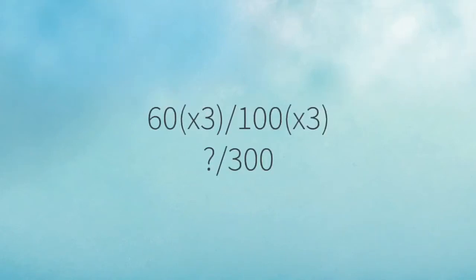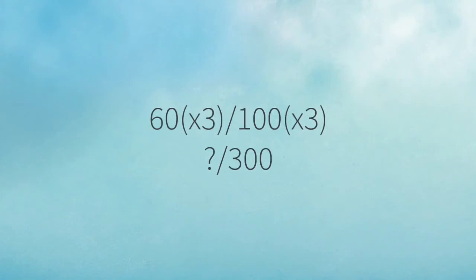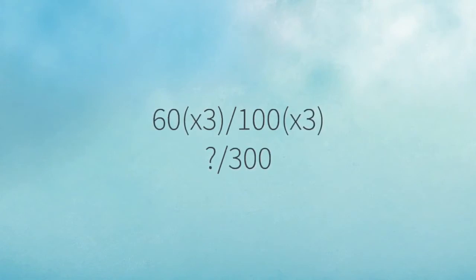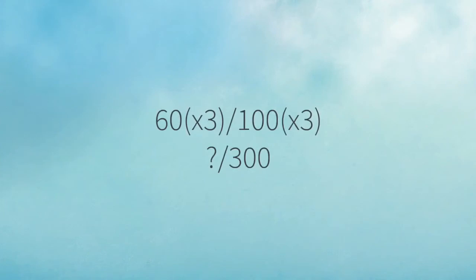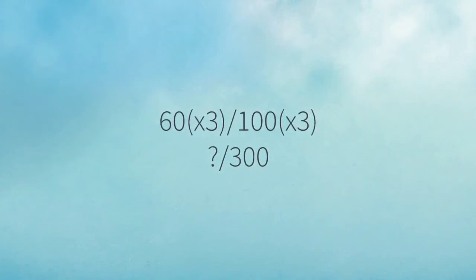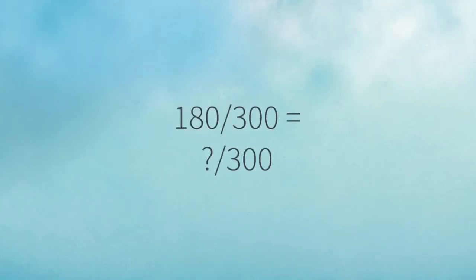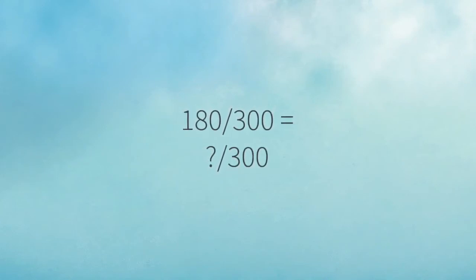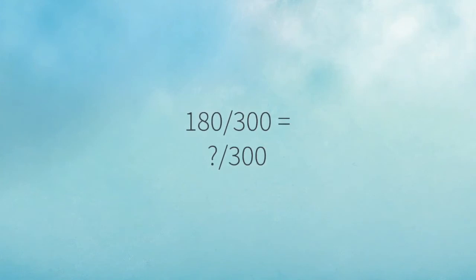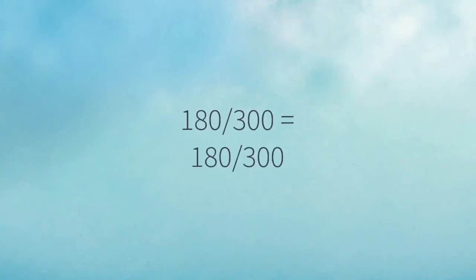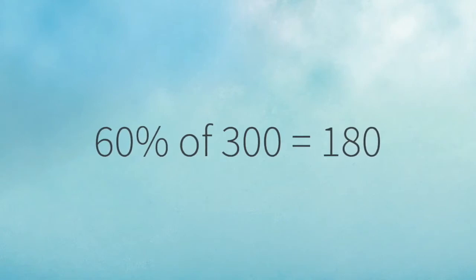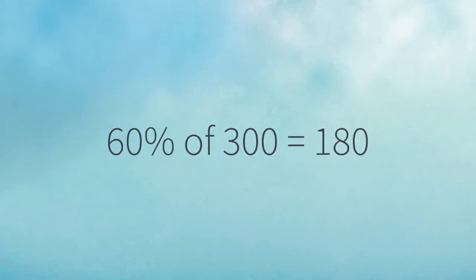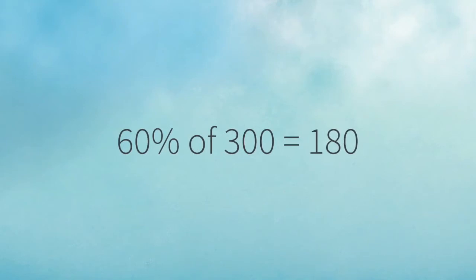Now it's as easy as asking myself, how would I go from 100 to 300? And that's right, I'm going to have 3 times as many. So 3 times as many denominator, 3 times 100 is 300, and 3 times as many numerator, 60, 3 times 60, which is 180. So I have 180 out of 300 is equal to what out of 300? Of course, 180. And so, we have now shown that 60% of 300 is 180.